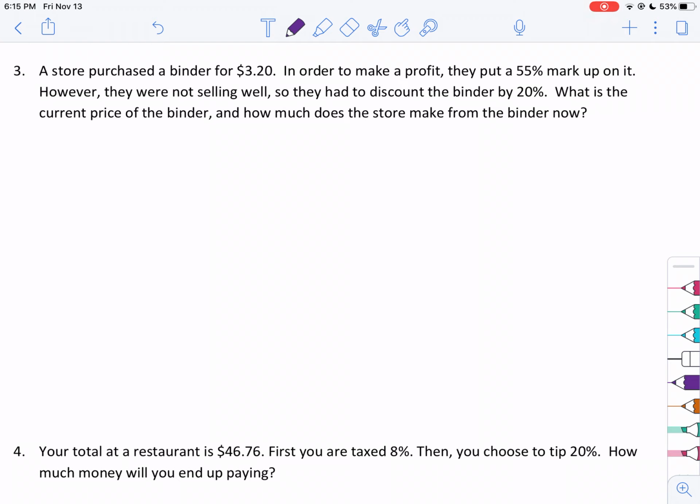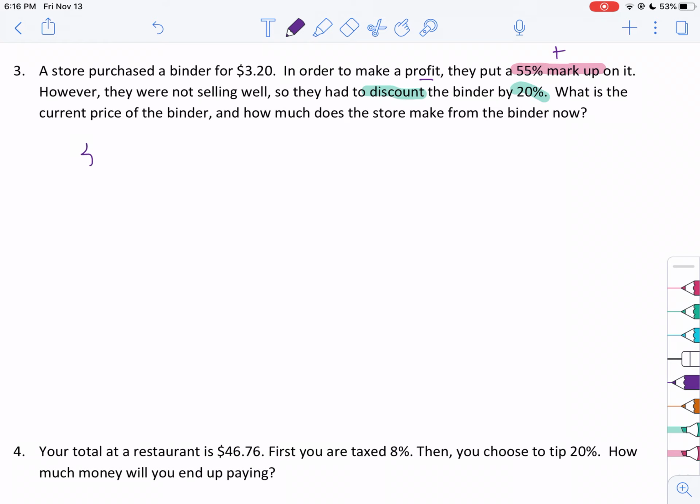No, because we have to know how much they were selling it for and then take the discount off of that. So they were marking it up 55%. Remember, markup means that we're adding. And then they discounted it 20%. And so discount, subtract. So we have to do the markup first.